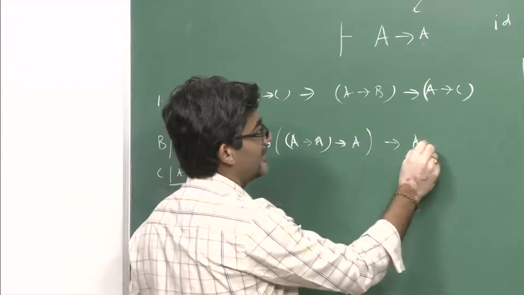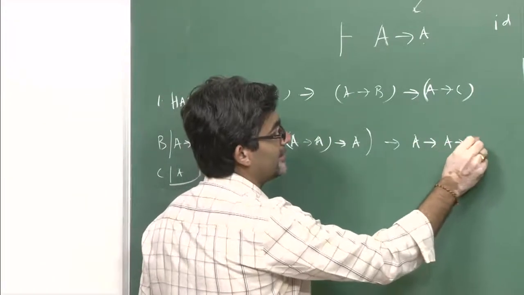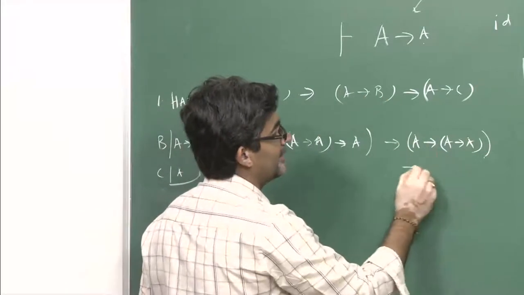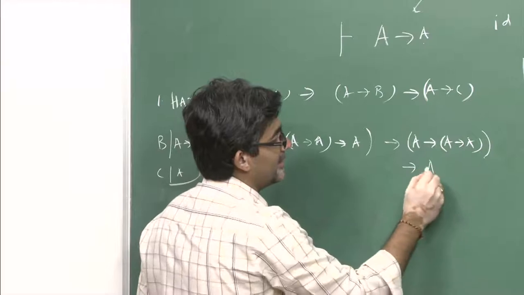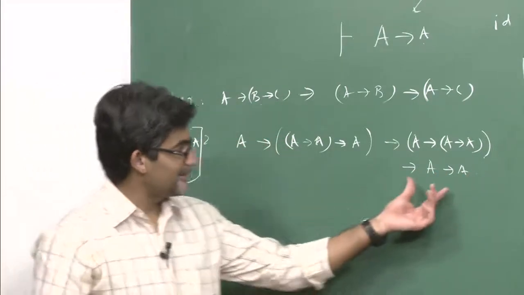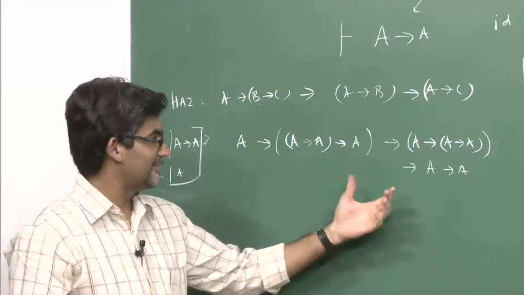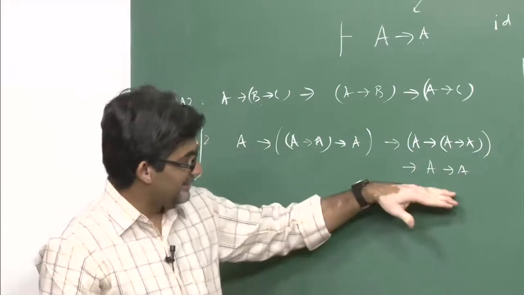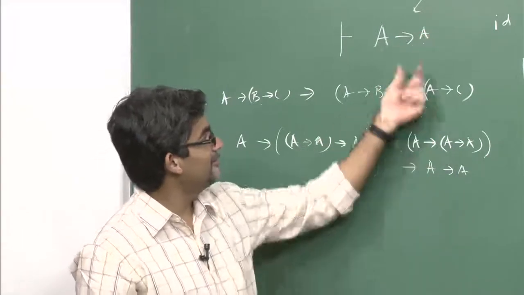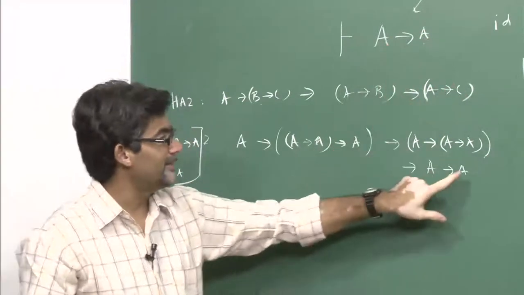Now the second one. A implies A, so B is A implies A, so that is the first one, and then the second one is A implies A. So ultimately we ensured that the last step of your conditional, the consequent of your conditional occupying the last position, is somewhat closer to what we are trying to prove. So that means A implies A.